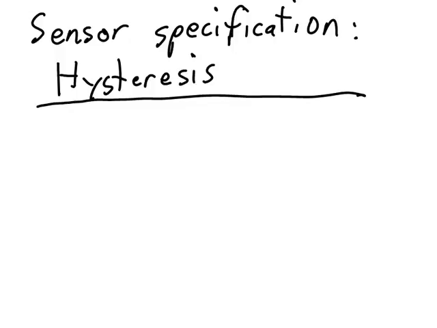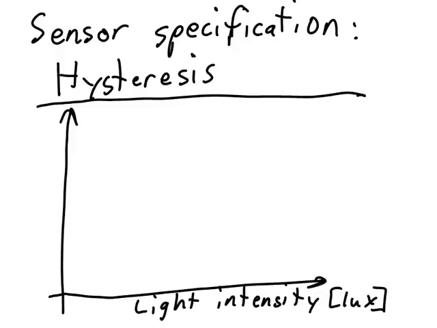Suppose that you are using a photocell to measure light intensity. When we draw the sensor response curve, the x-axis will be light intensity in lux, that is the input value you're trying to measure, and the output value will be the electrical property that changes in response to the physical property, in this case resistance.